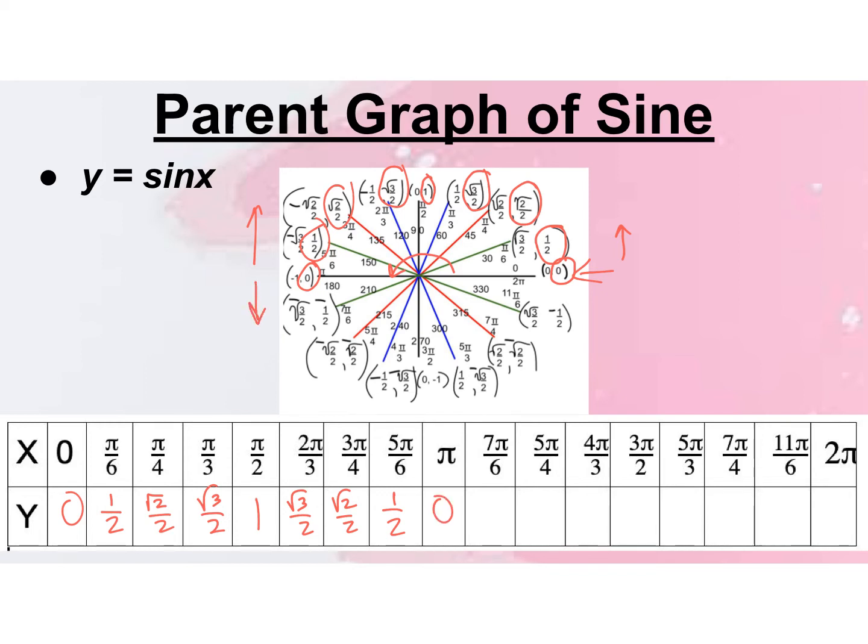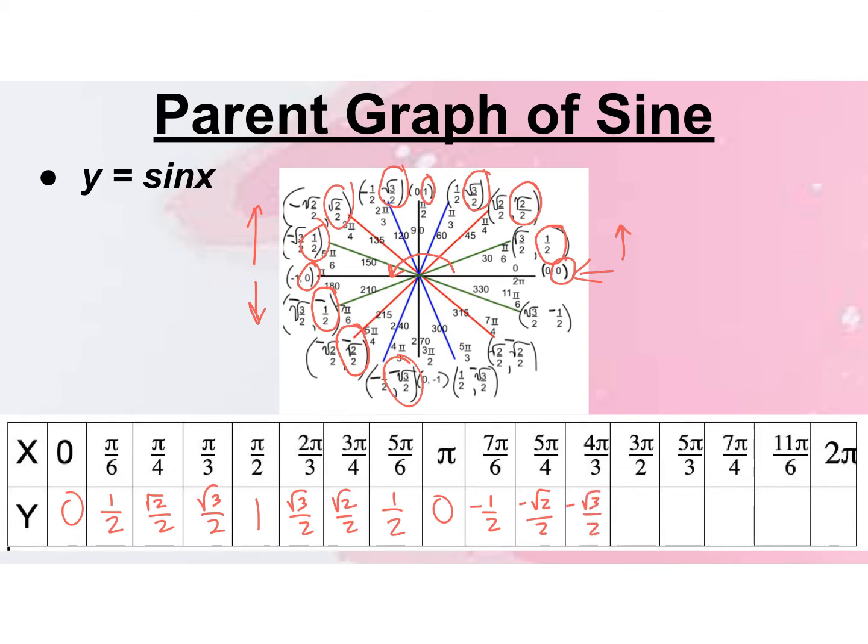7 pi over 6 is down in the third quadrant. Going down means that my y value is negative. So these sine values are going to be negative. So this is my little triangle, so it's my little fraction, negative 1/2. 5 pi over 4 is my medium triangle in the third quadrant, so it's negative root 2 over 2. 4 pi over 3 is my tall triangle, negative root 3 over 2.